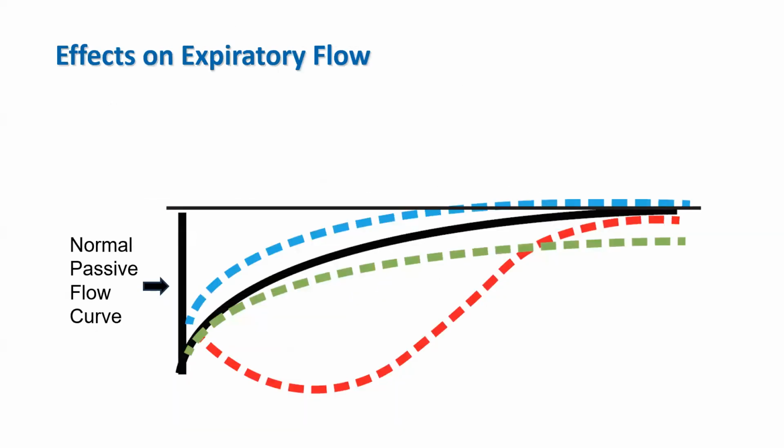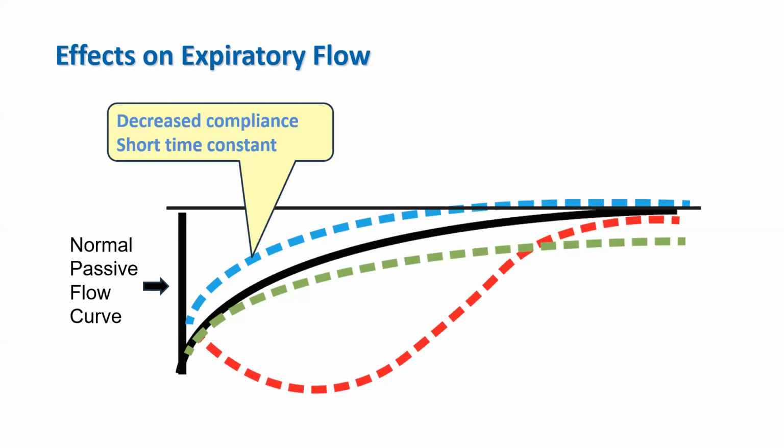So again, just in summary, this black curve would represent a normal expiratory flow. The blue curve represents a short time constant. The green curve represents a long time constant. And the red curve represents a distorted waveform due to expiratory effort on the part of the patient, PMUS.